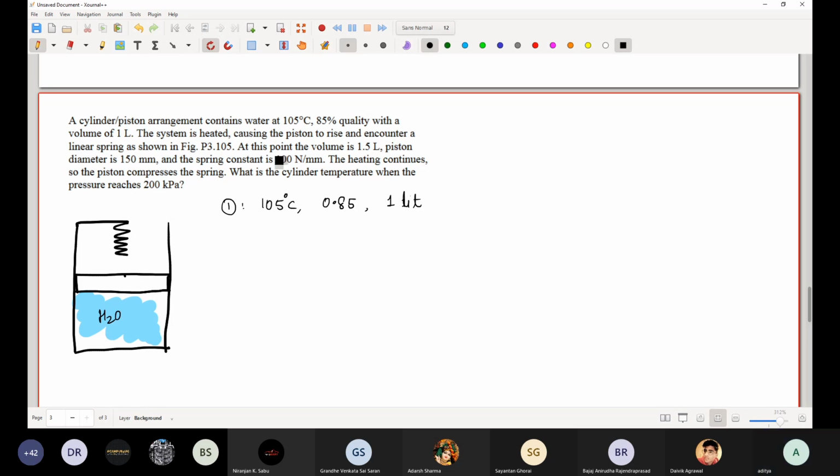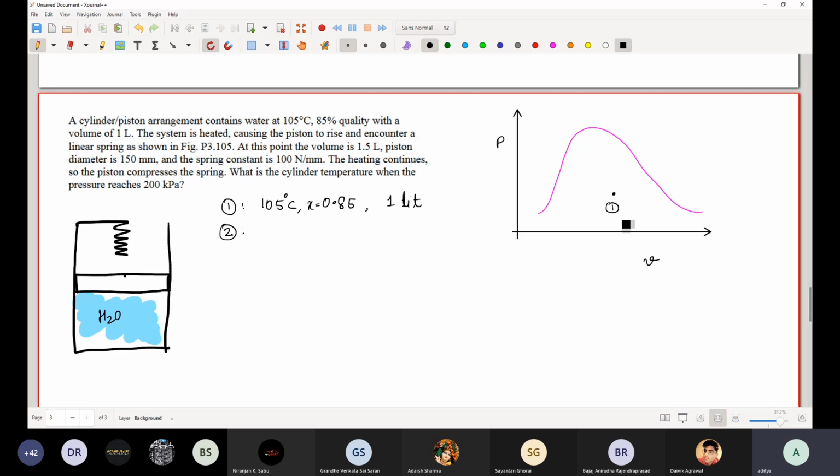So let's see how we will determine state 2. Let me also draw the PV diagram. In the PV diagram, the initial quality is 0.85, so this is x equal to 0.85. Maybe the point is somewhere over here. So this is state 1. This is P, this is V, this is the isotherm. This isotherm will be 105 degrees Celsius.